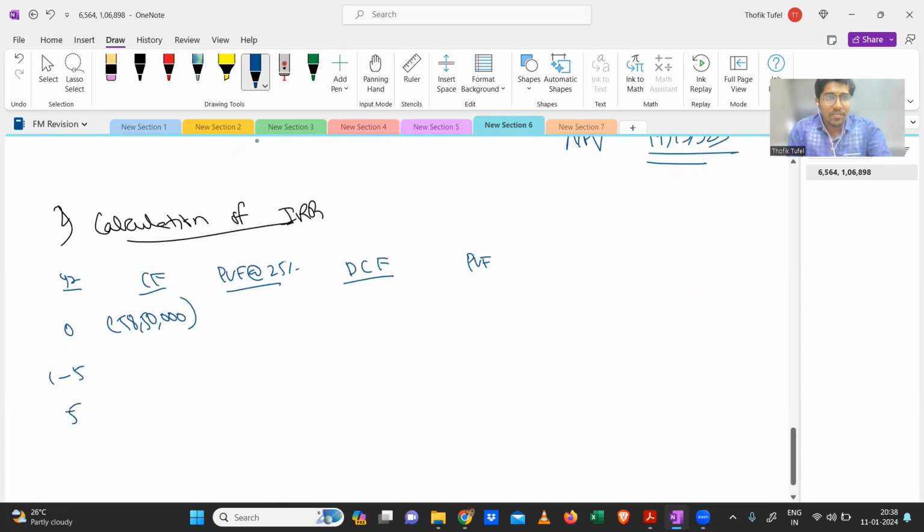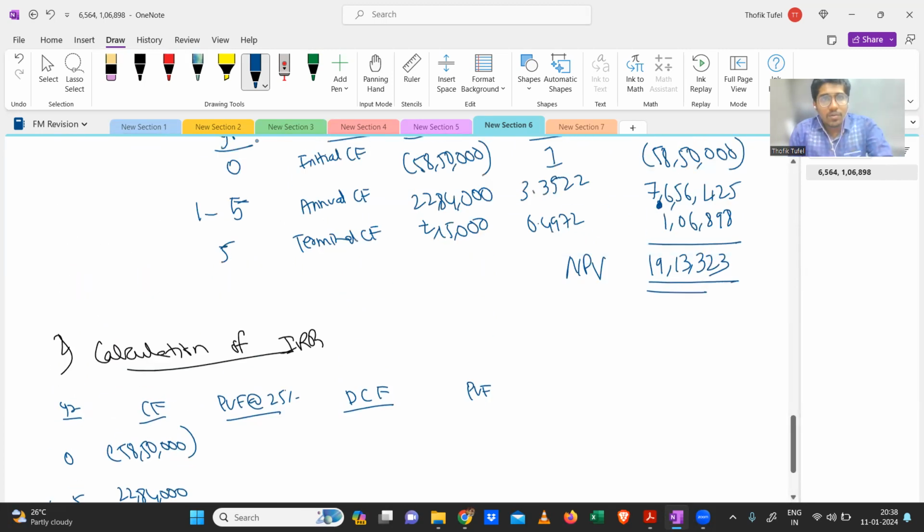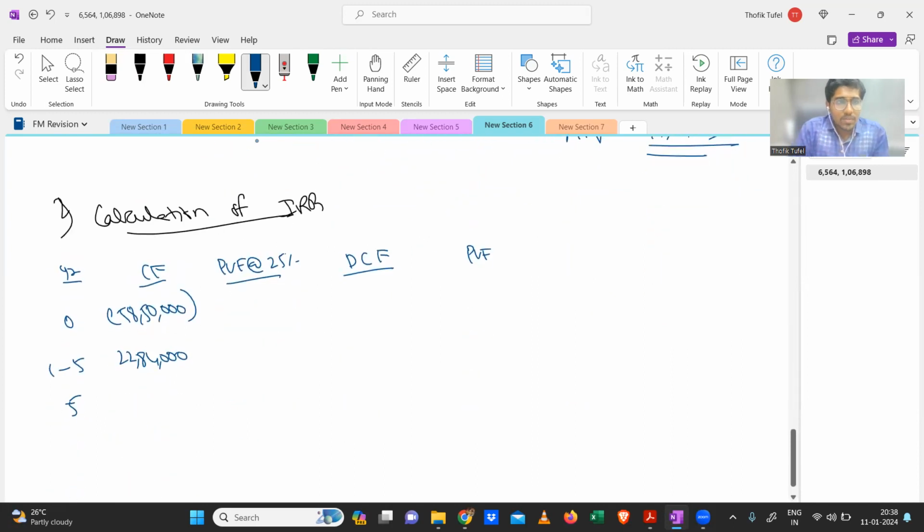So 22 lakh 84,000. What is the fifth one? 2 lakh 15,000. So here this is 158 lakh 50,000. Now 1 to 5 years.